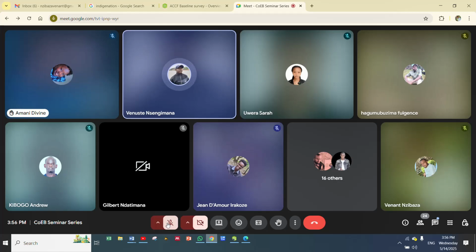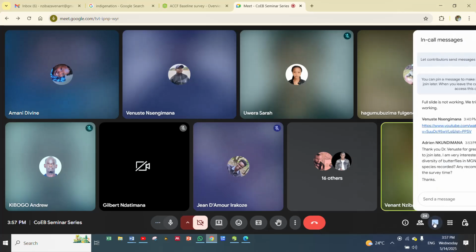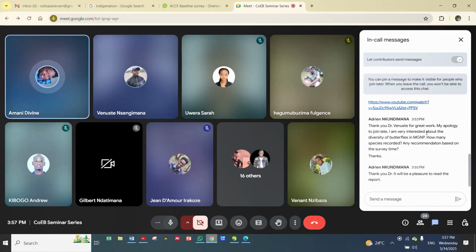So the data I presented here are only for Mukura, and I did not do the comparative study because I don't know how the Gishwati data have been sampled or analyzed. But anyway, I have the report there. I can check and see. But the data presented here are only from Mukura. Thank you.